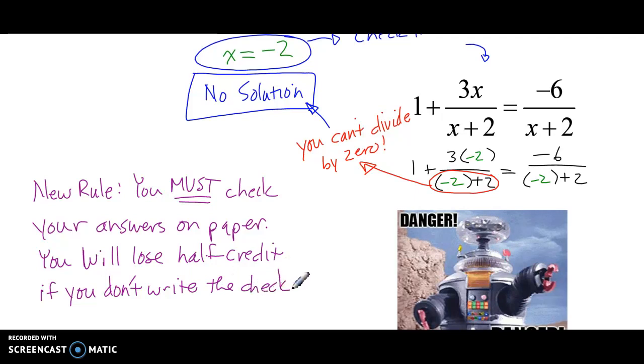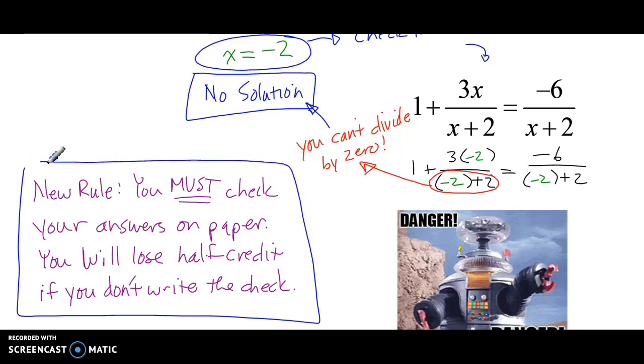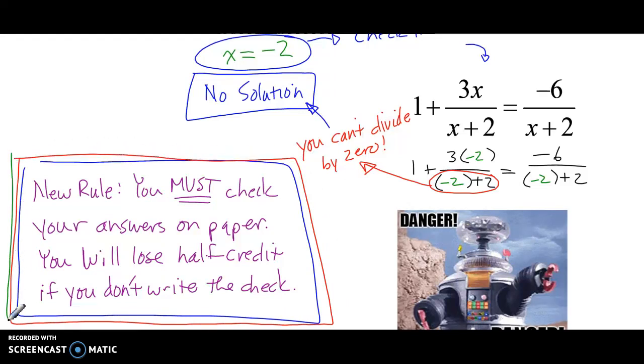I know that in a lot of cases you can check in your head, like in this case, if you think x is negative 2 and you just look at the equation, you can see that that denominator is going to be 0. I know you can check in your head. I can check in my head. That's not the point. The point is not whether you know it works or not. The point is, knowing whether it works or not, actually checking, is a required part of the problem.